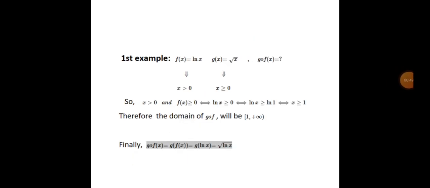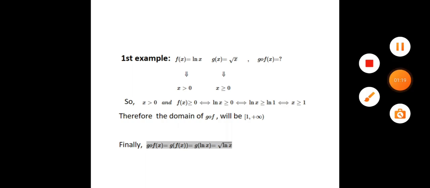Note that for the function f, x must be greater than 0, and for g, x needs to be equal or greater than 0. So, to define the composition's domain, we have to establish that x is greater than 0, and at the same time f of x is equal or greater than 0, which means that x is equal or greater than 1. Therefore, to define g of f of x, x must be equal or greater than 1. Finally, we substitute f of x instead of x in g's initial formula, so g of f of x is equal to square root of ln of x.